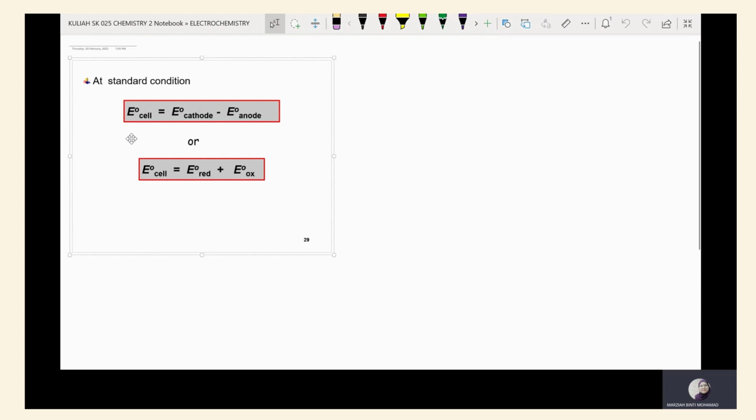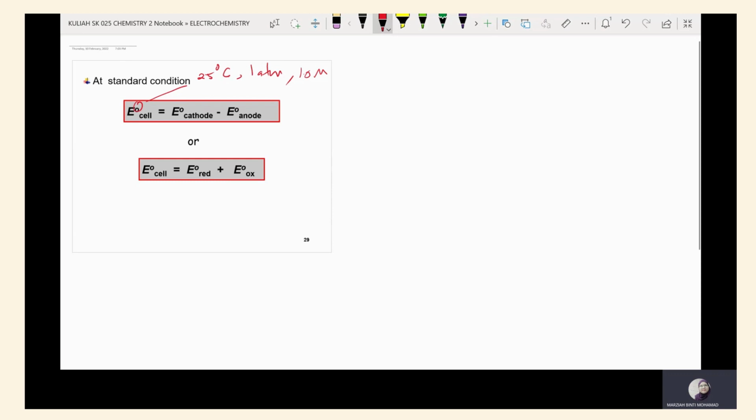Standard means the reaction takes place at 25 degrees temperature, the pressure is 1 atm, and the concentration for all the electrolytes involved is 1.0 molar. If the concentration changes, the value measured from the voltmeter is no longer E naught cell, it will become the E cell. Alright, so what is the difference between these two formulas? Let's look at the differences.